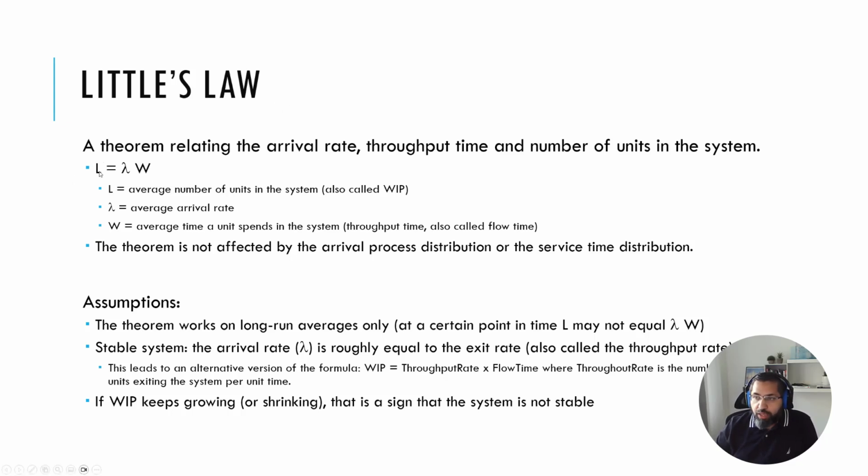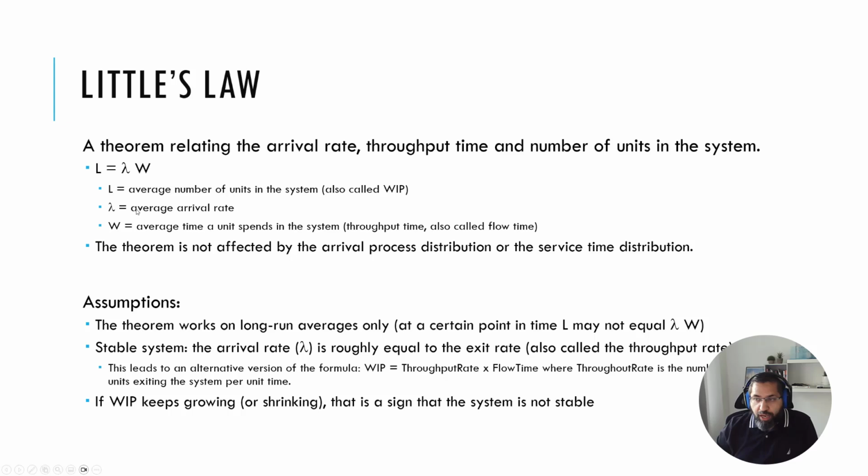L is the number of units in the system. If you're looking at a process, it is all the units in the process. They could be being worked on at a certain stage, or they could be work in process inventory between stages, but everything in the process, the number of units or customers in the process, is L.